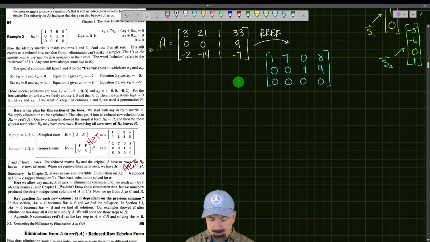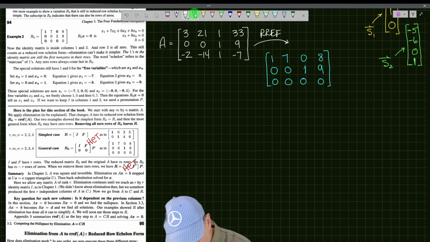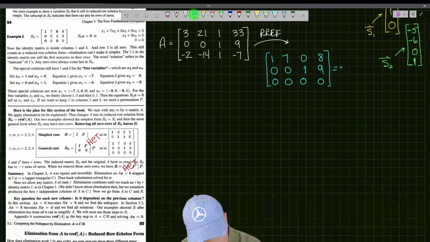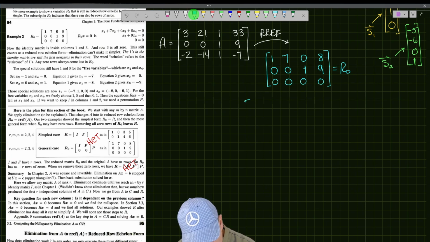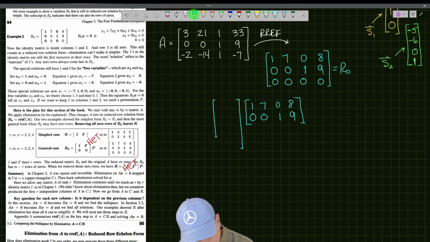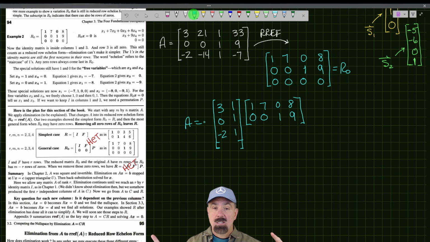It's also an avenue, and let me be perfectly clear with Strang's notation. He calls this R0. And so what he would call R would be equal to removing the 0 rows: 1, 7, 0, 8 and 0, 0, 1, 9. That would be the R. And then for the CR combination, I would have to get the two linearly independent columns, which are 3, 0, negative 2, and 1, 1, 1. And then this is our CR matrix. And that's what A is equal to. Exactly what we talked about back in section 1.4.